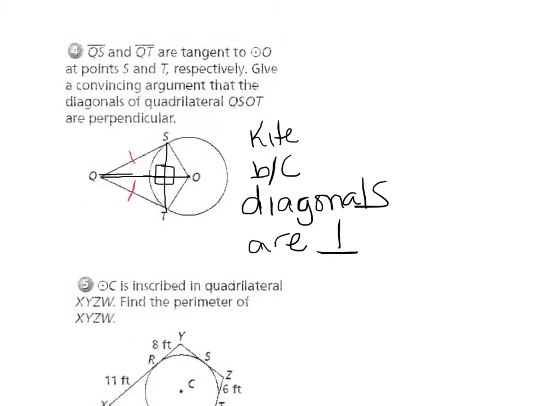Okay, so that's what, give a convincing argument that the diagonals of the quadrilateral are perpendicular. We can see that it's a kite. We have the radii are congruent, obviously. Adjacent sides congruent, and that's the definition of a kite. So by definition of a kite, the diagonals are perpendicular.